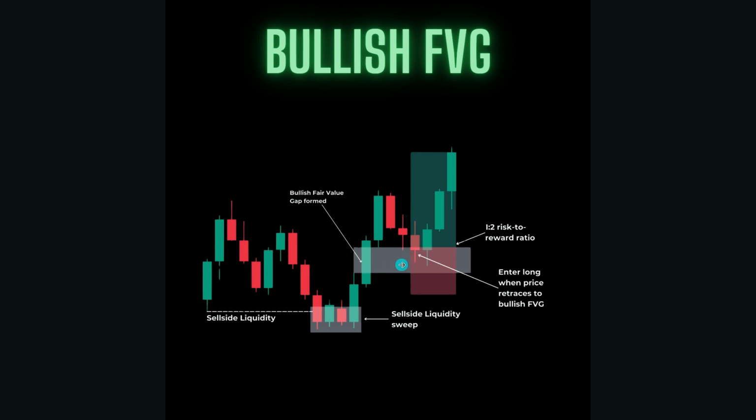But anyways, this is that box we're talking about, and this is the entry area where the risk is pretty much defined. Once you take your entry here, the way I like to do it is I'll risk right here at the bottom of this candle. So that's where I'll have my risk, and then I'll have my reward at that next draw on liquidity, wherever it is up here.